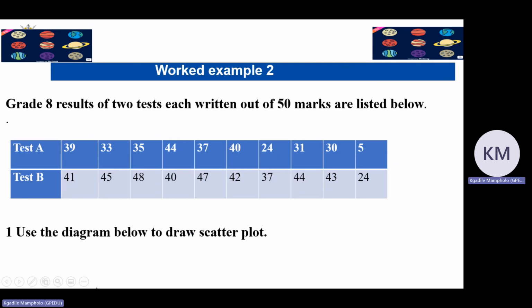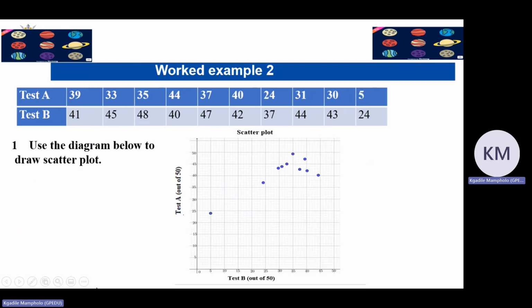Use the diagram below to draw the scatter plot. Now, if you are given the graph paper, or if you are given the grid, you can use the grid to plot the points. When you plot, you get something like this. Now, sometimes if you don't use the least squares regression line, one can be tempted to say this point is an outlier. It will not be an outlier. It will depend on the least squares regression line.